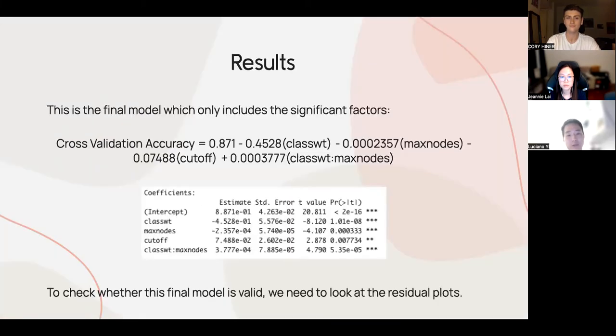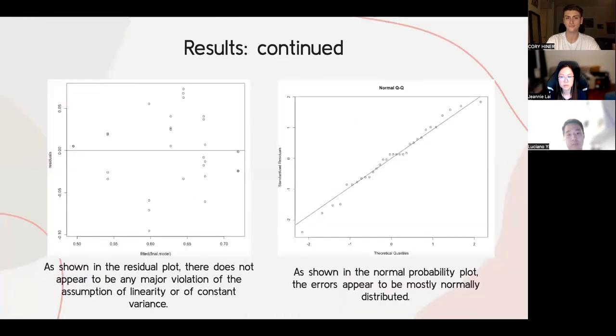This is a final model which only includes the identified factors from the Daniel plot. All of the factors we identified as significant were indeed significant in the regression model. To check whether this final model is valid, we need to look at the residual plots. From the residual plot, we can see that there's no pattern. This suggests that there is no major violation of the assumption of linearity or constant variance. From the normal QQ plot, we can see that the errors are very close to the line. This suggests that the errors are normally distributed. Overall, the assumptions are met and the model is adequate.